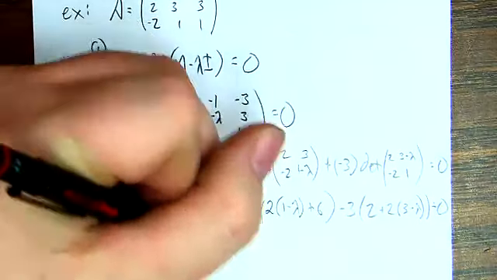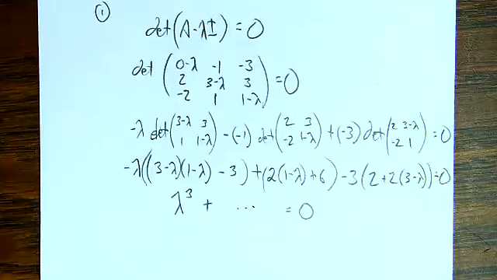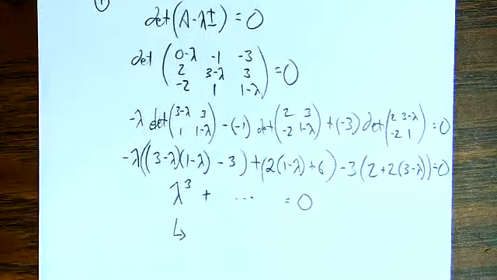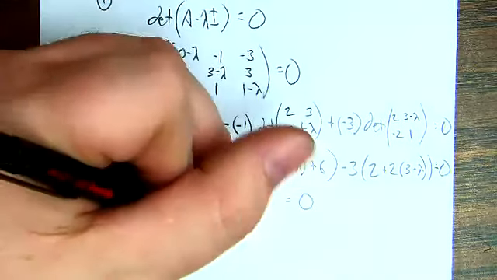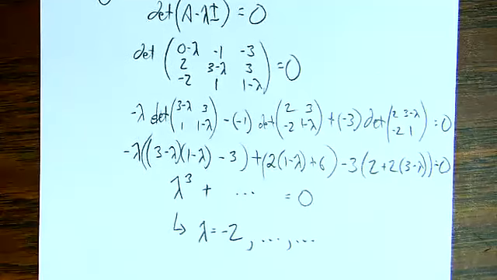Multiplying all this out, we get lambda cubed plus some other stuff is equal to 0. So we end up with an equation which is cubic in lambda. This means we have either 1 distinct eigenvalue, 2 distinct eigenvalues, or 3 distinct eigenvalues. In this case, one of the eigenvalues that we get is -2. And I will let you find the other 2.